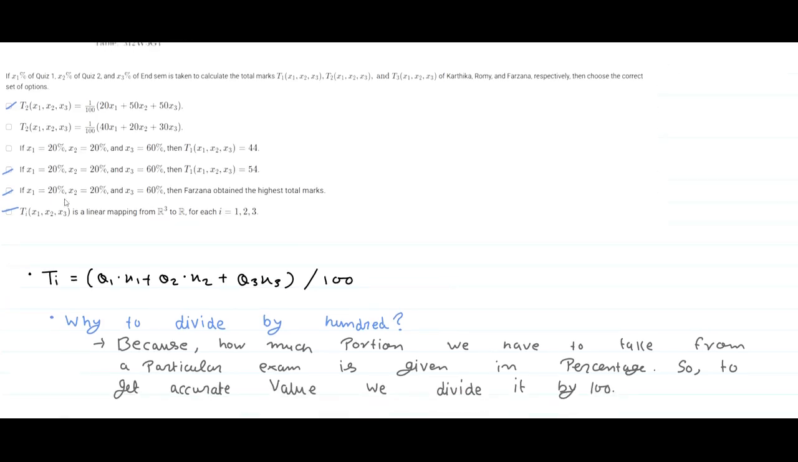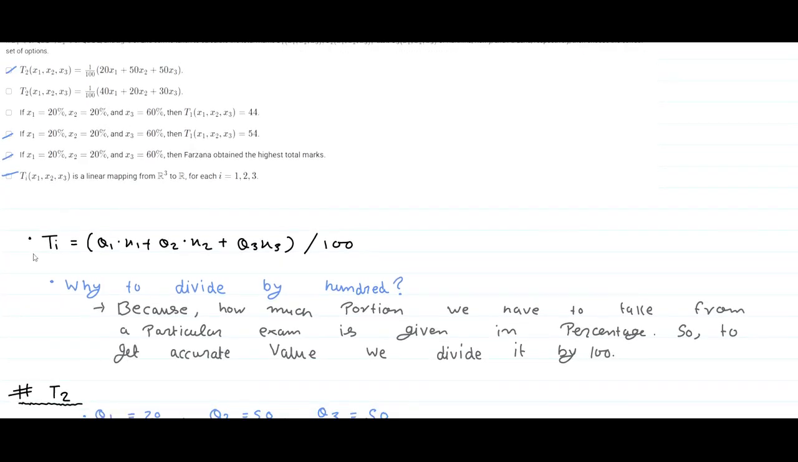Okay, so first of all, the general form for T is going to be Q1 into x1 plus Q2 into x2 plus Q3 into x3 and whole divided by 100. The reason behind dividing it by 100 is just because the portion that we have to take from each exam for the final marks is given in the percentage.